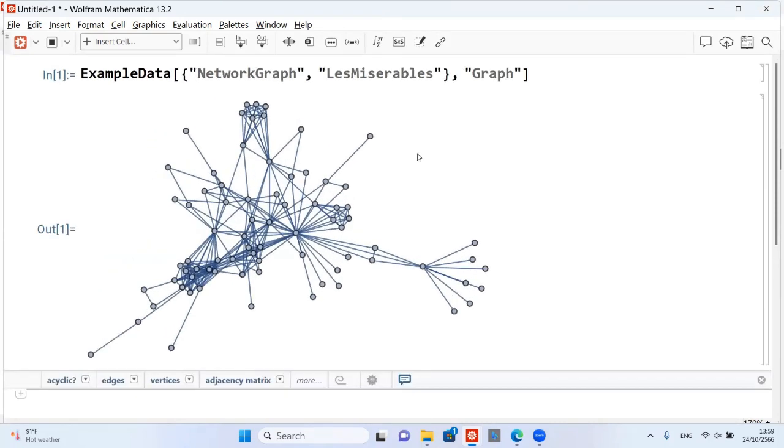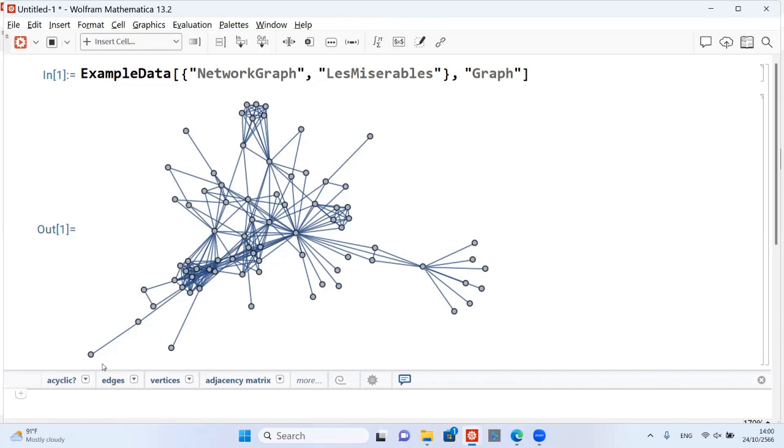Now, actually, this is a misleading thing. When you say example data, you should get the raw data. So what you should get would be the matrix. You don't have to read the description. These are the casts of Les Miserables. It's a musical play. Now each one is a character. Each line represents the fact that these two characters appear together on stage.